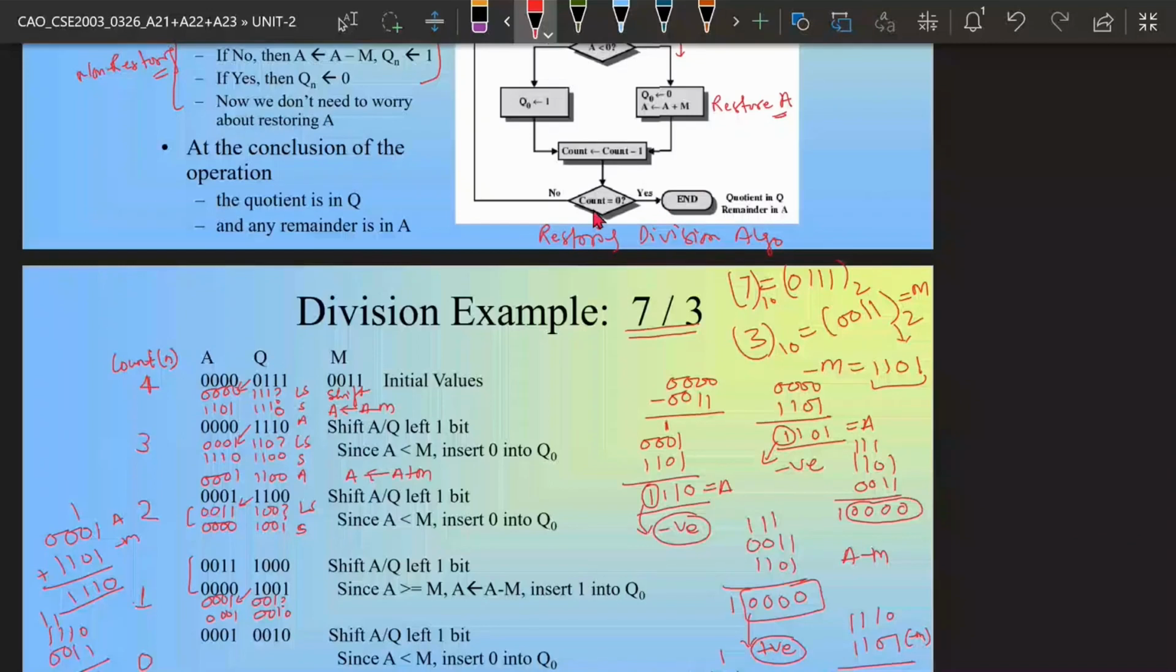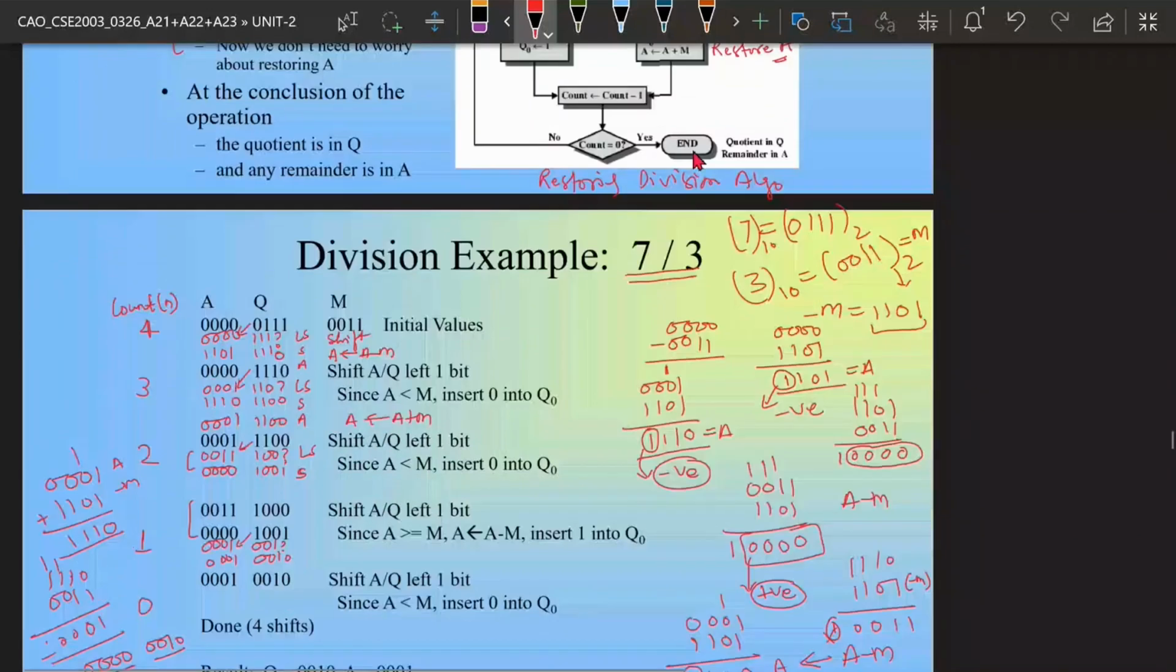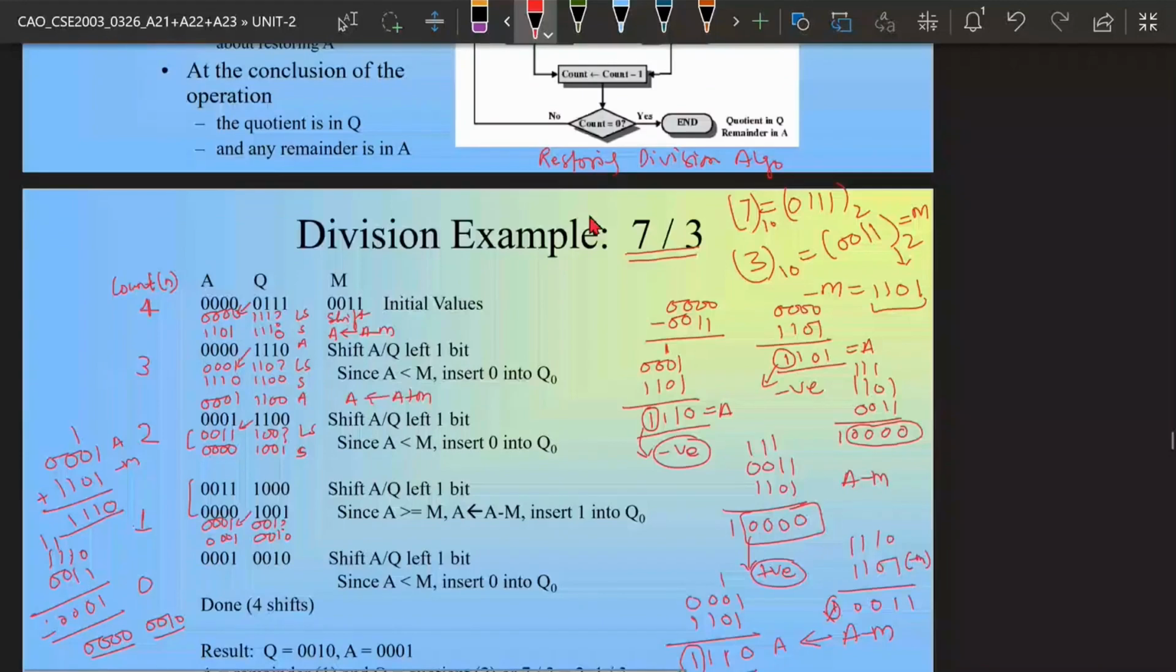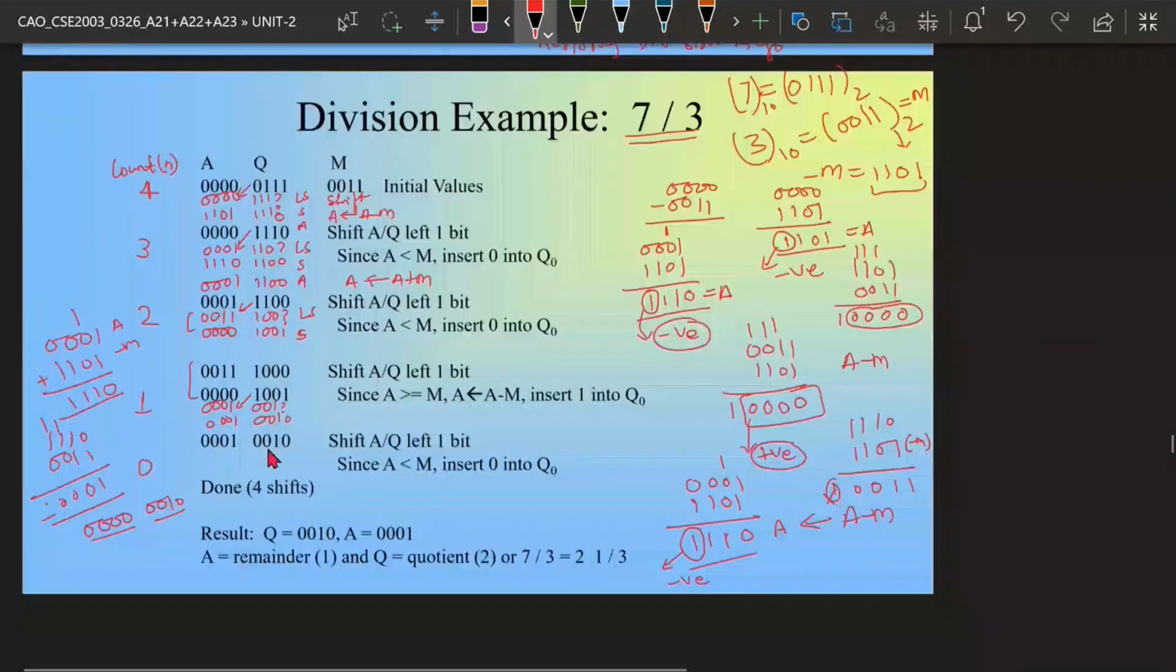Once the end of operation is there, whatever the values of Q and A are will decide the result. The Q value will be considered the quotient, and whatever the A value is will be the remainder. Here the Q is 00110, which is equivalent to 2, and the A value is 0001, which is equivalent to 1. So this is the quotient and this is the remainder. The result will be Q is equal to this, A is equal to this.